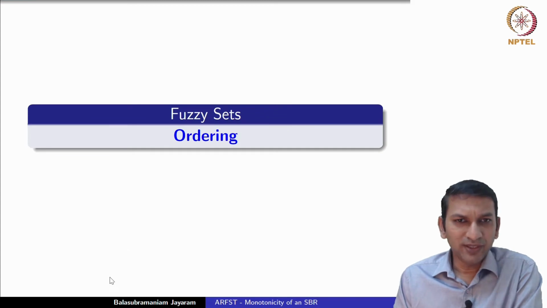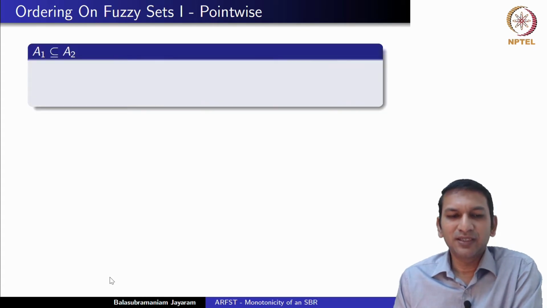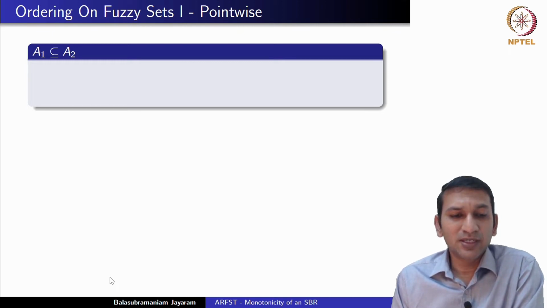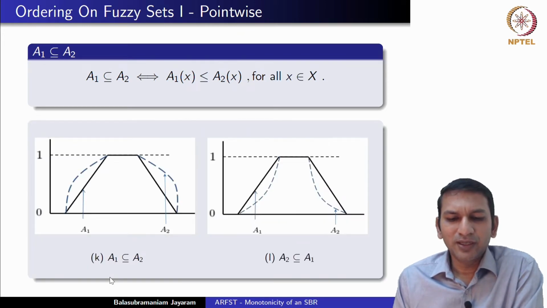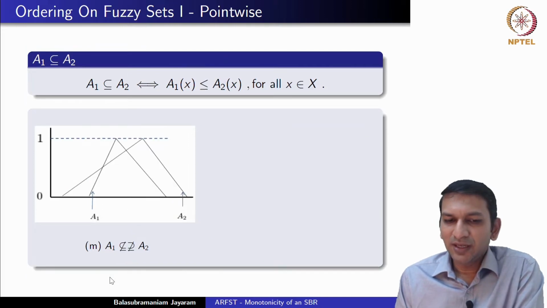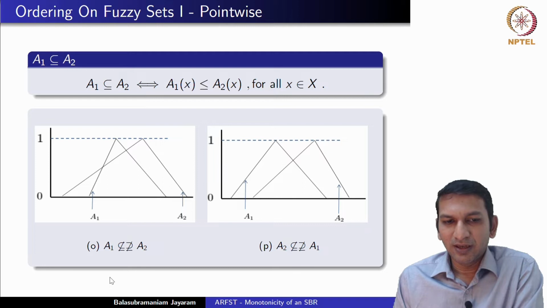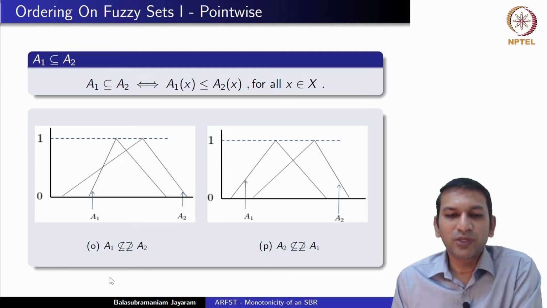Now, we have seen two different types of orderings between fuzzy sets. One is the pointwise ordering. We say that A1 is contained in A2 if and only if its membership values are smaller than the other one. So A1 is contained in A2 if A1 of X is less than or equal to A2 of X for every X in X. So clearly, if you look at these two pictures, we see that in one case A1 is contained in A2, in the other case A2 is contained in A1. And we have seen that often these kind of fuzzy sets are not orderable with respect to this pointwise ordering.